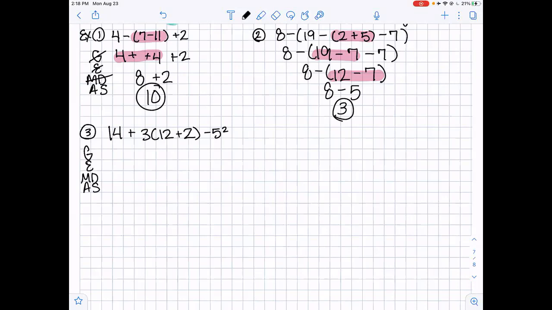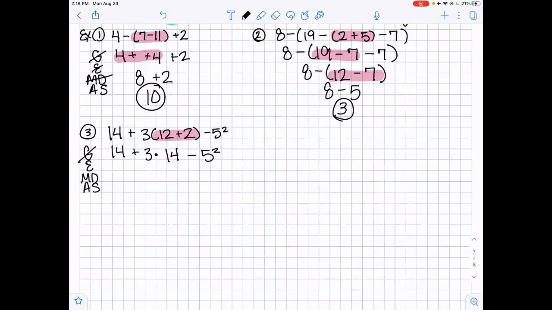Start with grouping symbols. What do we have? 12 plus 2. What's 12 plus 2? 14. Okay, so now we have 14 plus 3 times 14 minus 5 squared. Do we have any more grouping symbols? No, so we can cross it off.